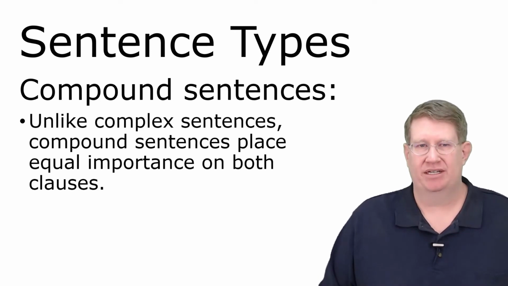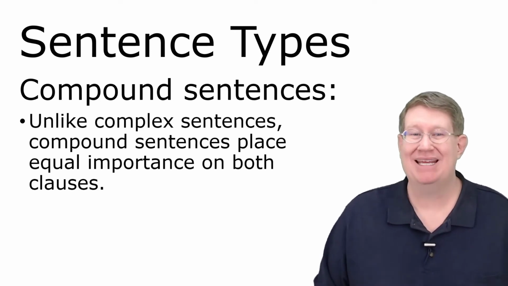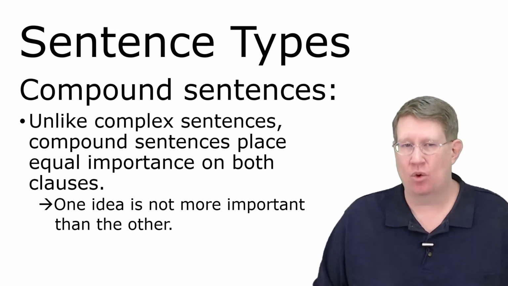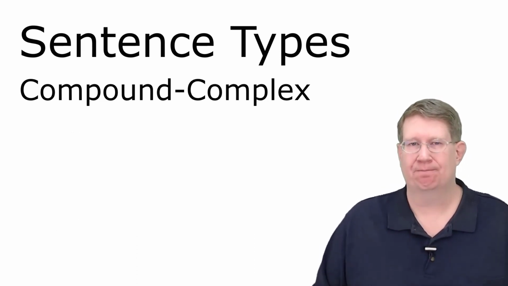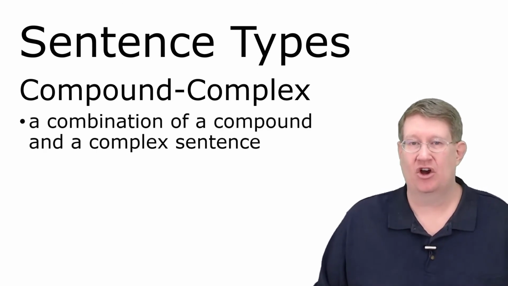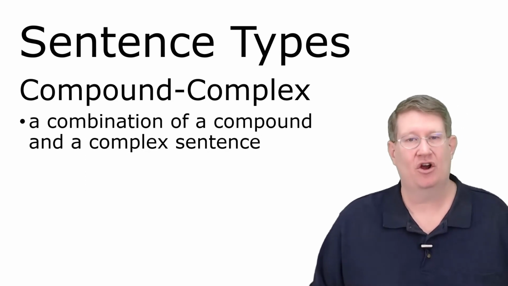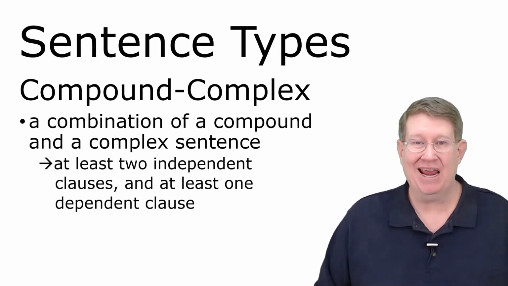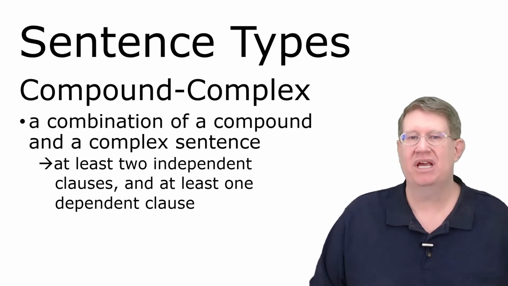Unlike complex sentences, compound sentences place equal importance on both clauses. In other words, one idea is not more important than the other. Compound complex sentences. A compound complex sentence is a combination of a compound and a complex sentence: at least two independent clauses and at least one dependent clause.